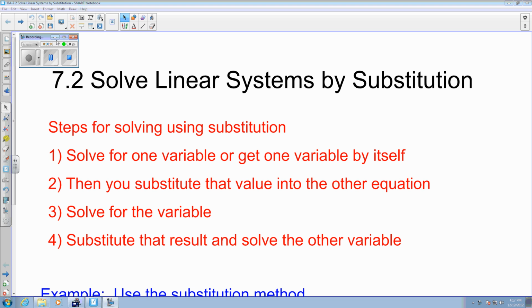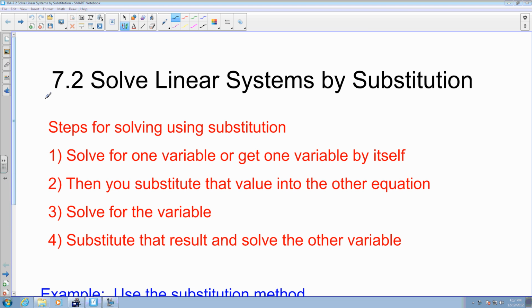So, continuing on from what we talked about in section 1, I told you that there were 3 ways you can solve systems of linear equations. The first one we did in section 1 was by graphing. The second way of solving is by what is called substitution. Now, there are several steps that you need to keep in mind in order to solve using substitution. These are the steps that I have right in front of you.